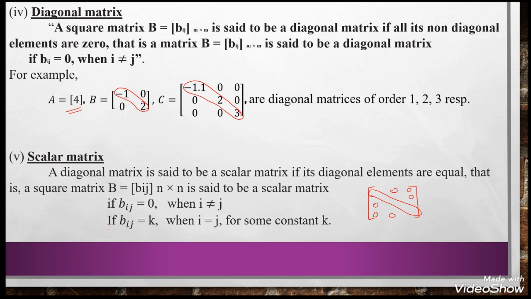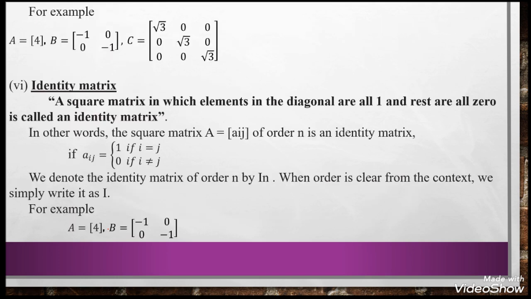If Bij is equal to k when i is equal to j, that is, the elements A11, A22, A33 are equal to any constant number, then it is said to be a scalar matrix. Here is an example: 4, minus 1, minus 1. All the diagonal elements are the same. Again, there is another one, the identity matrix. Identity matrix means all the diagonal elements are unity and the other non-diagonal elements are equal to 0.